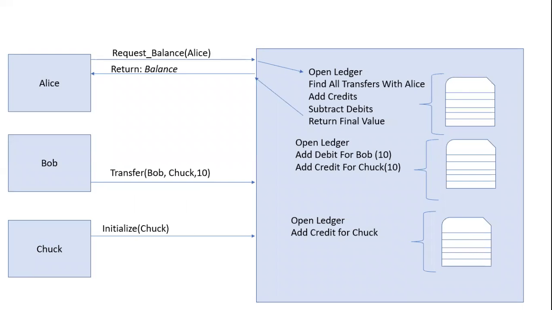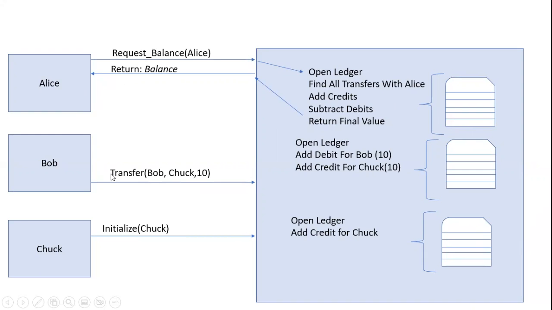So here's a little bit of what it would look like. Three main concepts here. We've got three nodes, Alice, Bob, and Chuck. This is the ledger itself, or the ledger program. One thing you can do is have Alice request a balance, passing in her name. It'll open a ledger. It'll look for everything with Alice inside of it. It'll add all the credits where values are added to her. It'll subtract all the debits where she has sent something away, and then return the final balance back to Alice.